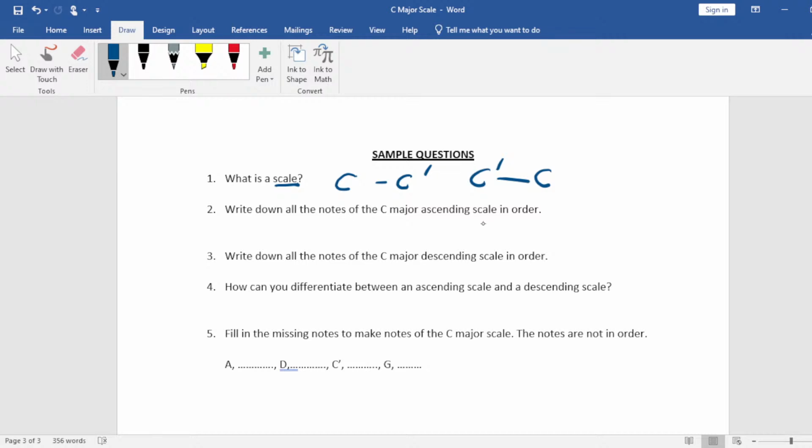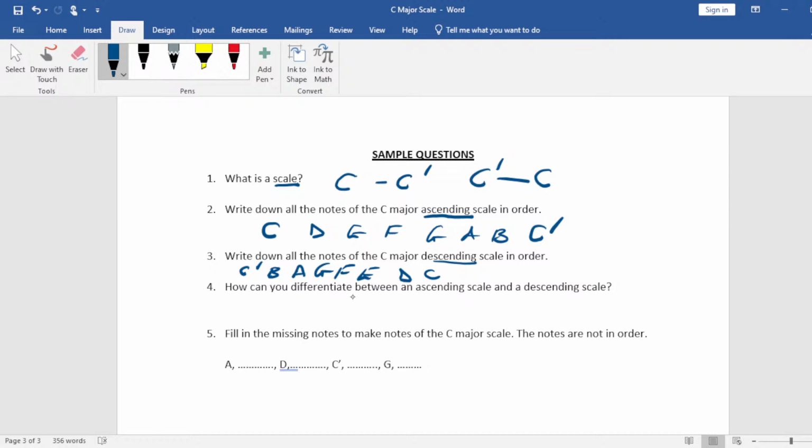Write down all the notes of the C major ascending scale. Key term is ascending. So we'll be having C, D, E, F, G, A, B, and lastly, high C. Write down all the notes of the C major descending scale. Key word will be descending. So we have C prime, B, A, G, F, E, D, and C.